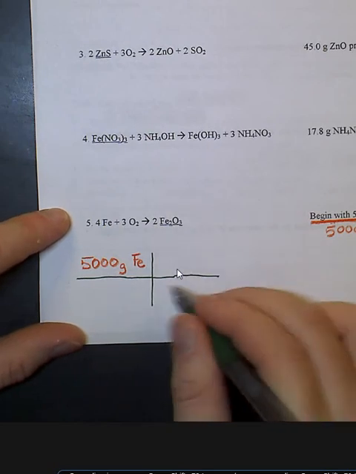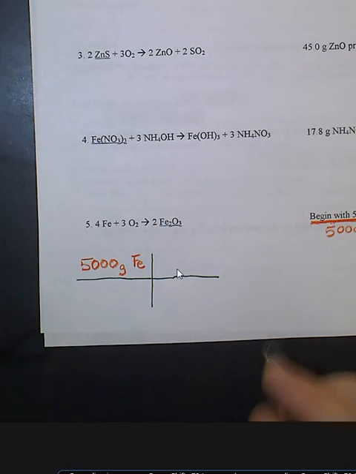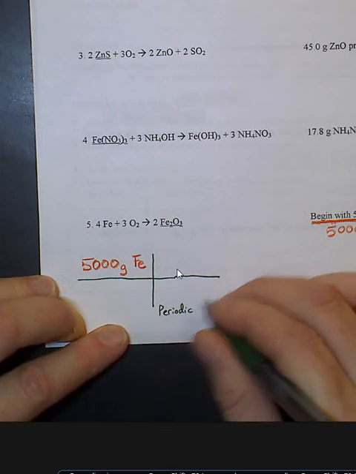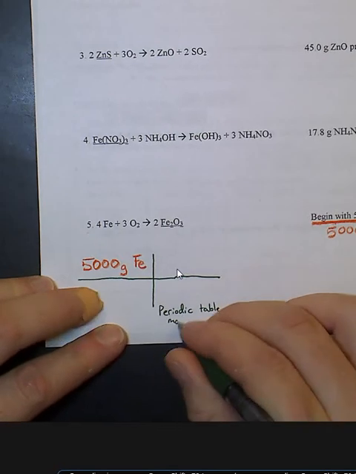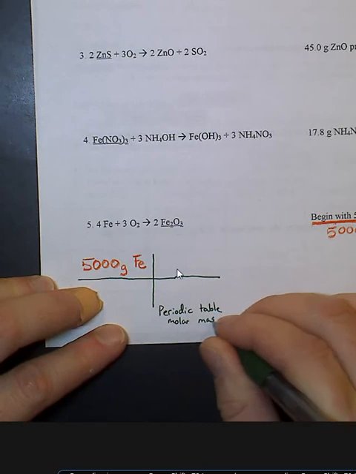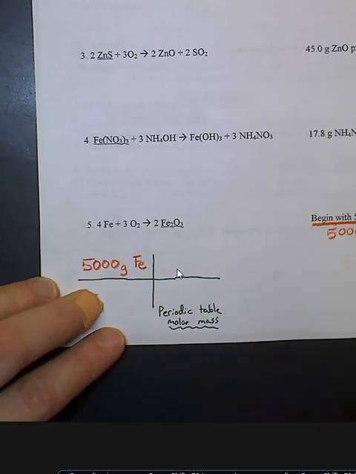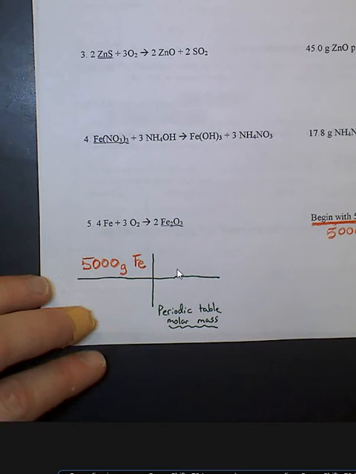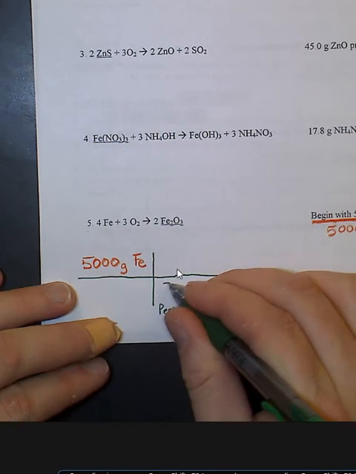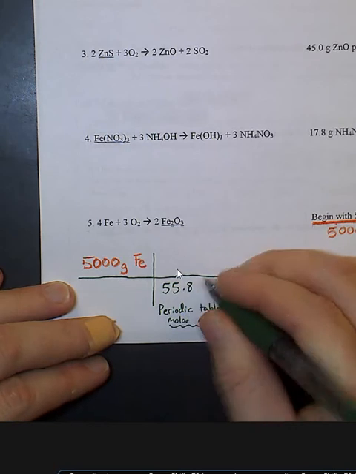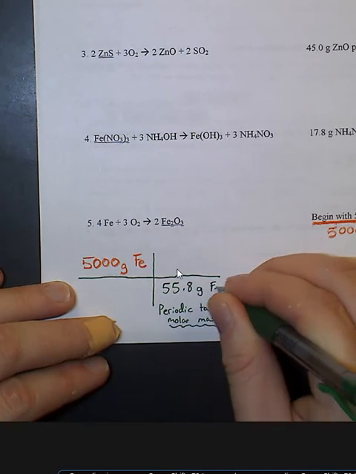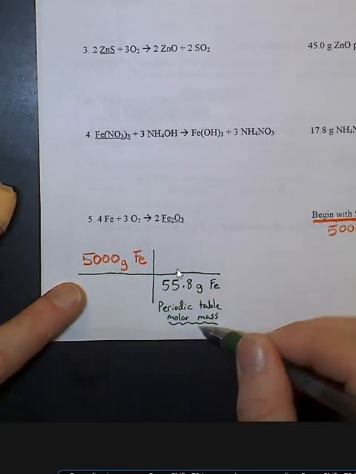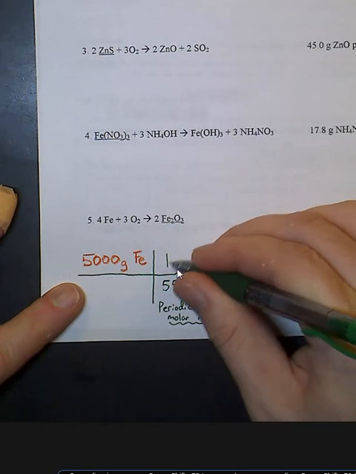So we're going to need grams of iron down here, which means we need to look it up on our periodic table. Write this down. Periodic table. This is our molar mass. Iron, 55.847. Round to 1 decimal as always, 55.8 grams of iron. That's what molar mass is, grams of whatever substance you're using. Okay? This is the mass. That's our molar mass. This is what 1 mole of iron weighs.